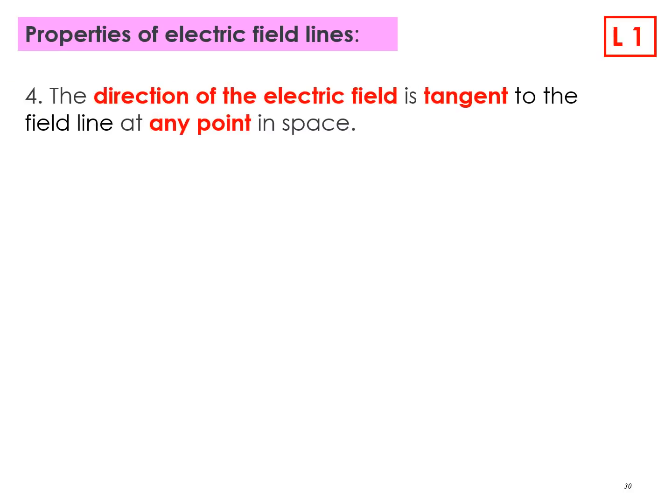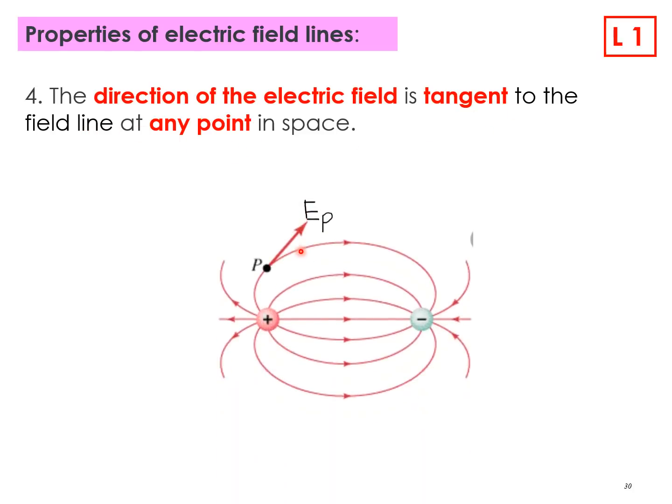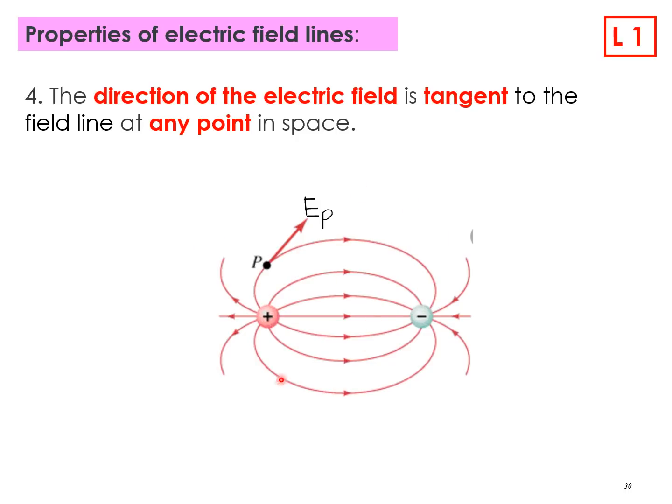Property number 4: the direction of the electric field is tangent to the field line at any point in space. Here, this is the electric field line pattern for different or unlike charges, positive and negative. If you want to determine the direction of the electric field at any point in this space, let's say at point P, the tangent at point P is the direction of the electric field at that point.